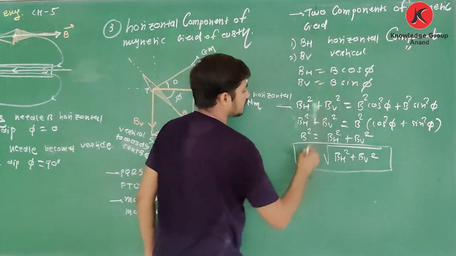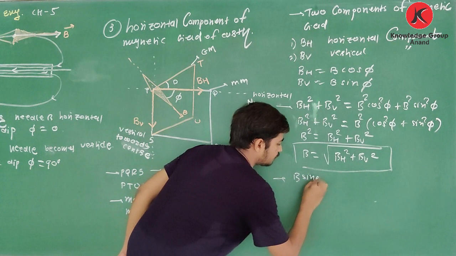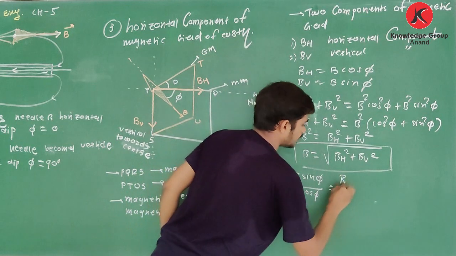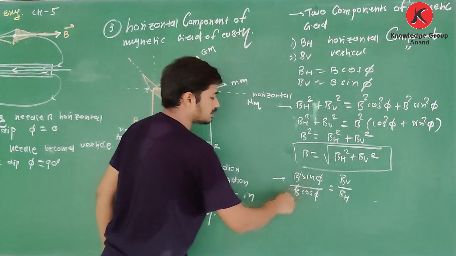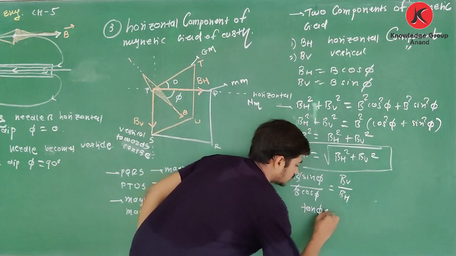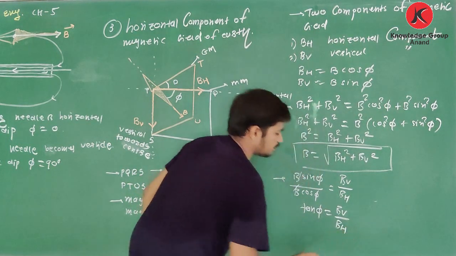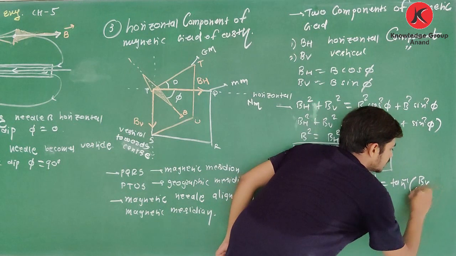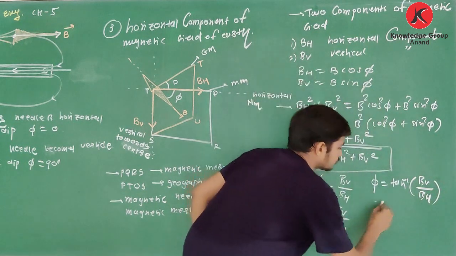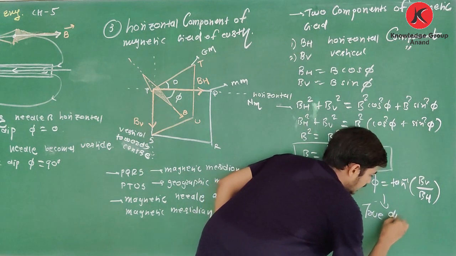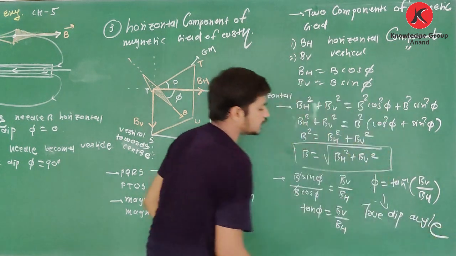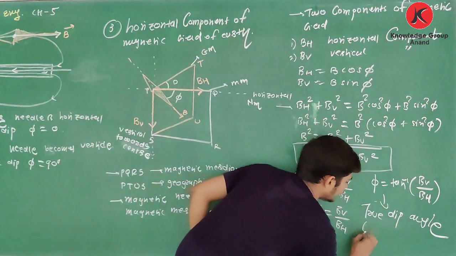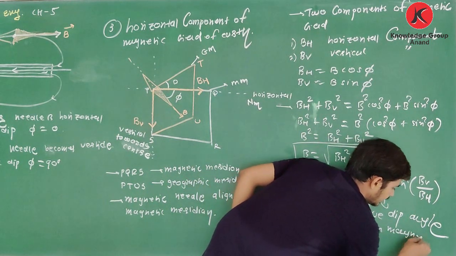Also, if I take the ratio of these two equations, that is B sin phi upon B cos phi, B sin phi means BV and B cos phi means BH. B cancels, then tan phi is equal to BV upon BH, and therefore phi is equal to tan inverse of BV upon BH, and it is called the true dip angle. Why true dip angle? Because the magnetic needle aligns in the magnetic meridian. True dip angle in the magnetic meridian.